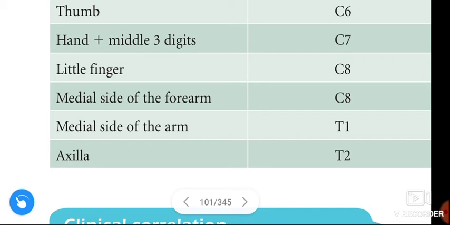Okay guys, this is about the dermatomes of the upper limb.